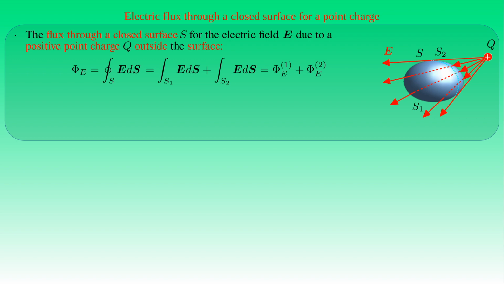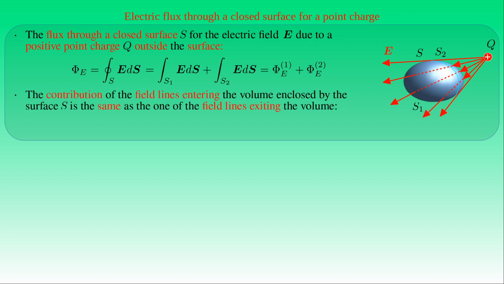We have also seen that the contribution of the field lines entering the volume enclosed by the surface S is the same as the one of the field lines exiting the volume. The only difference is that the first one is negative and the latter one is positive, that is the flux through the surface S1 is equal to minus the flux through the surface S2. As a result, the flux Φ_E through the closed surface S for the electric field E due to the point charge q outside the volume enclosed by the surface vanishes.